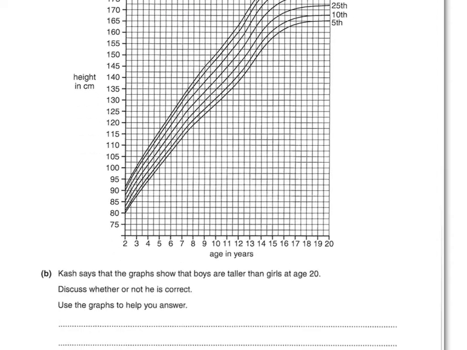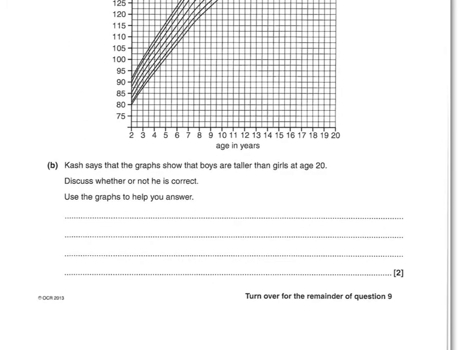Then you've got another graph for boys. So Cash says that the graph shows that boys are taller than girls at age 20. Discuss whether or not he is correct. Use the graph to help you answer. So there are 2 marks here. You could say yes for 1 mark because the mean or median value for boys is greater than the average or mean value for girls, but no because some girls are taller than some boys. So there's 2 marks there, 1 for each side of the answer. The fact it says discuss means that you need to give both sides of the argument. So yes, because the mean for boys is greater than the mean for girls, but also no, because some girls are taller than some boys.